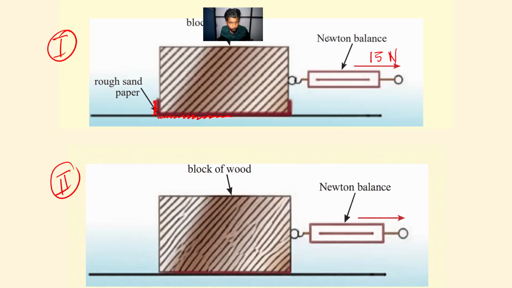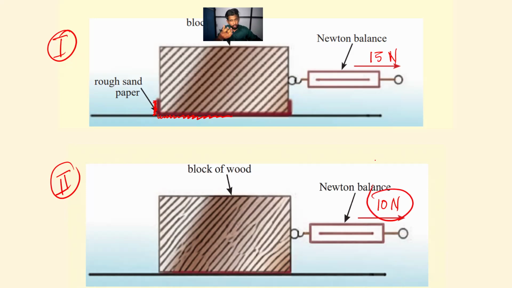But in case 2, there is no sandpaper. Both surfaces will be smooth. So by using only 10 Newton, we can move the box. In case number 2, we can easily move the box because there is no obstacle. Both surfaces are very, very smooth. By using 10 Newton, we can easily move the box.